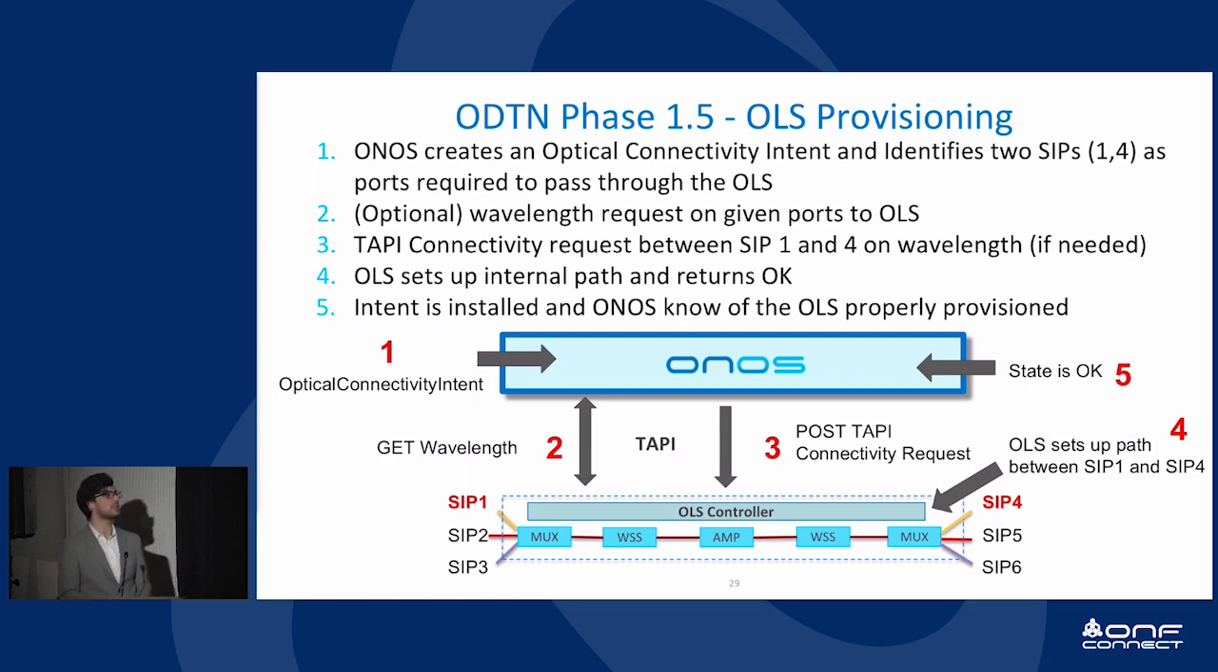Then after the negotiation of the wavelength, we do a TAPI connectivity request to the OLS with or without the wavelength. That asks the OLS to establish a path going across its multiple underlying devices, so the mux/demux, WSS, the amplifier, and all of those, from SIP1 to SIP4. The OLS does that, sets it up properly, and returns an OK message to ONOS. And at that point, ONOS will then engage phase 1.0, provisioning the transponders.